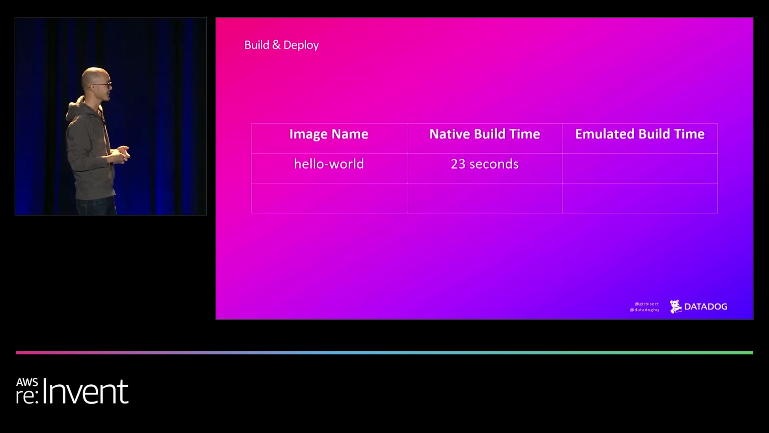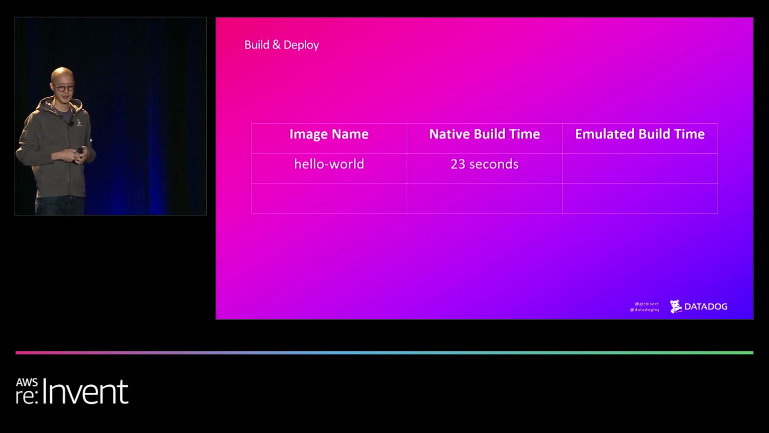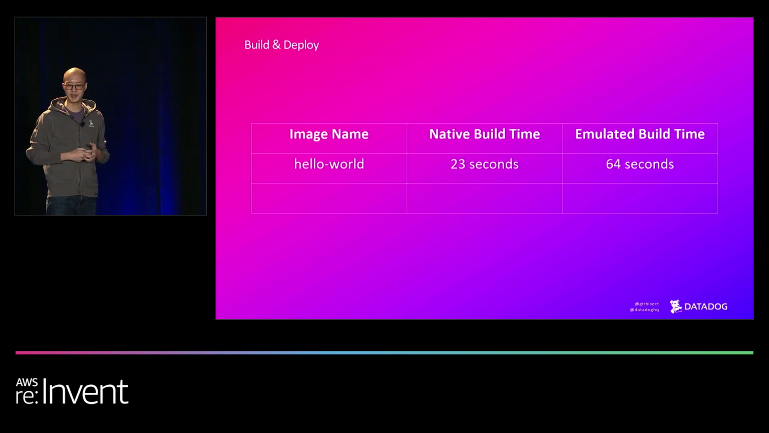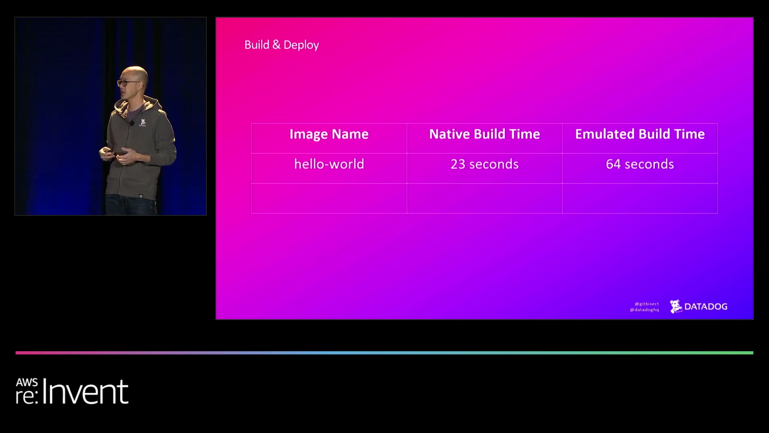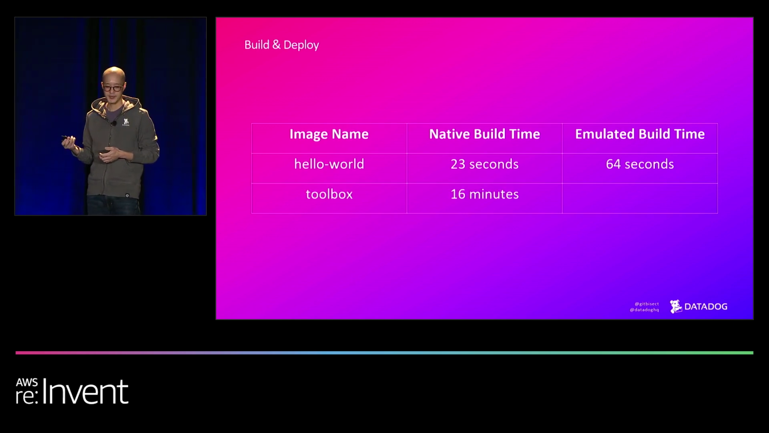So let's do some tests, right? Because we've now learned that we need to measure everything. We tried with a basic Hello World app, and it took 23 seconds to build that container image. What does it look like on emulation? We ran it, 64 seconds on average. Yeah, that's not great, but it's only about 2.5 times slower, and it's a little bit over a minute. Not a huge slowdown in terms of developer efficiency.